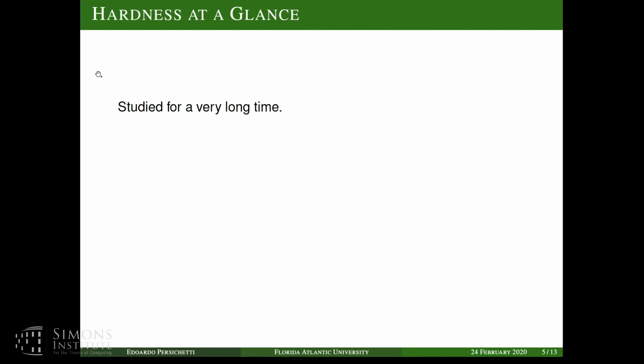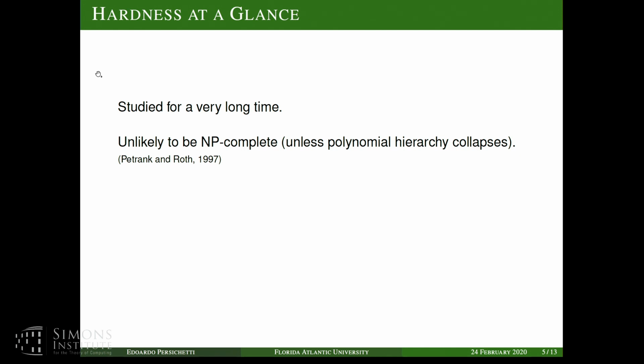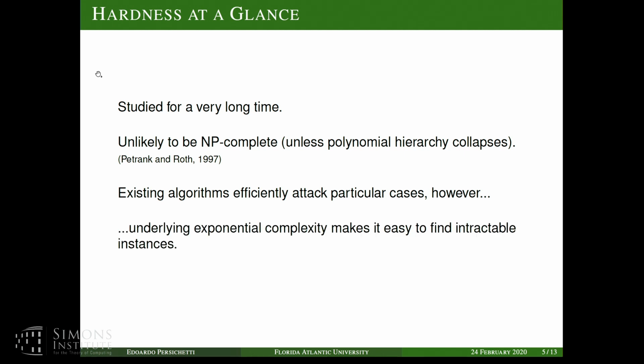Okay, so at a glance, what is the story with the code equivalence problem? It has been studied for a very long time, and there is a proof by Petrank and Roth that shows that this problem is not very likely to be NP-complete unless we collapse the polynomial hierarchy. But at the same time, they also mentioned that the problem is not too easy, right? And as a matter of fact, there are some existing algorithms that efficiently attack the problem in certain particular cases. But overall, the complexity is still somewhat exponential, and it's easy to find some instances that are intractable. So you can quickly come up with instances that are hard to solve.